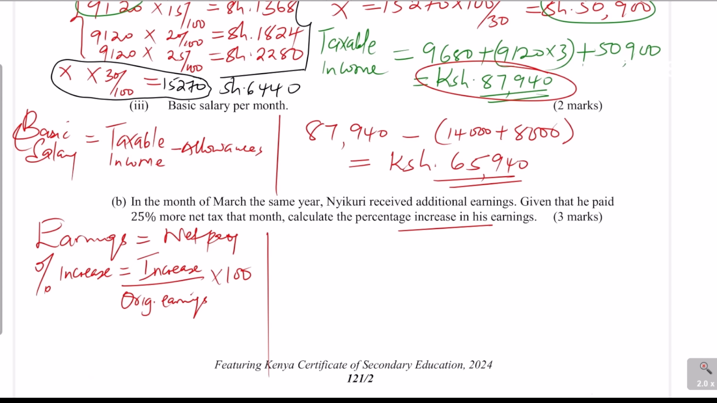So we need to get the original earnings first, and then we get the increase. So what are the original earnings? How do you get the original earnings? Now to get the original earnings, so original earnings will be given by the gross pay, which is also the taxable income, was 87,940, and then we subtract all the deductions. That is how we get the net pay or the original earnings. We get the gross pay or the taxable income, then subtract all the deductions.